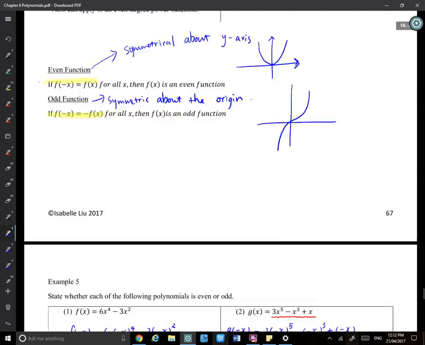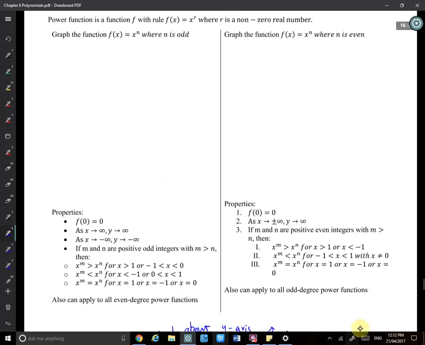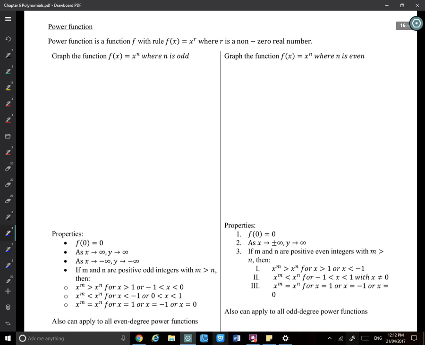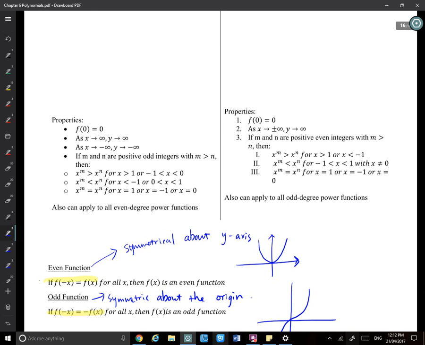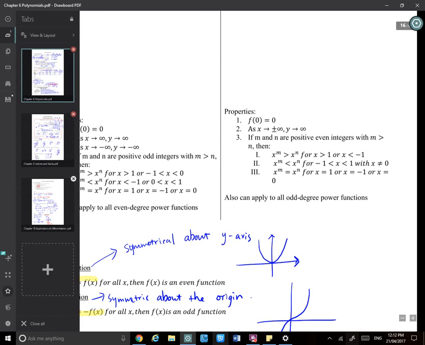Okay, that's 6i. I have skipped a little bit the power function, but the power function will be taught in Year 12 in a more clear way. So let's just skip this part and I have finished all the rest. Okay, I finished all the rest.